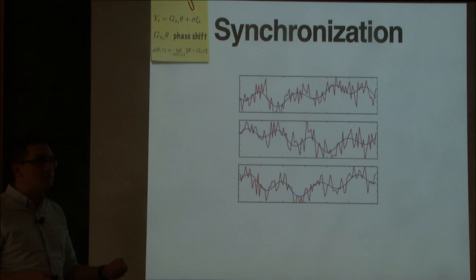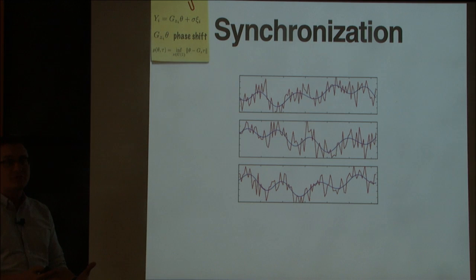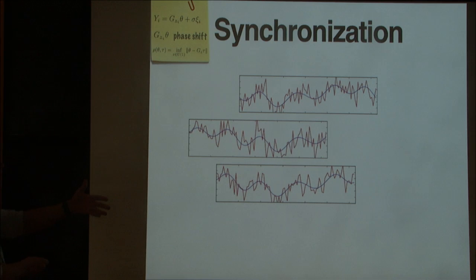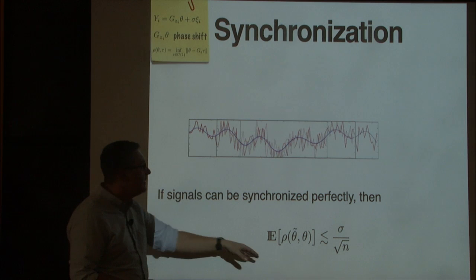I'm going to first remove the shifts and then remove the noise. OK, so this is what the problem looks like. If I knew what the relative shifts of those guys were, I would just align them, and I would just average out, because my noise would be IID Gaussian. And then I would have the usual rate.